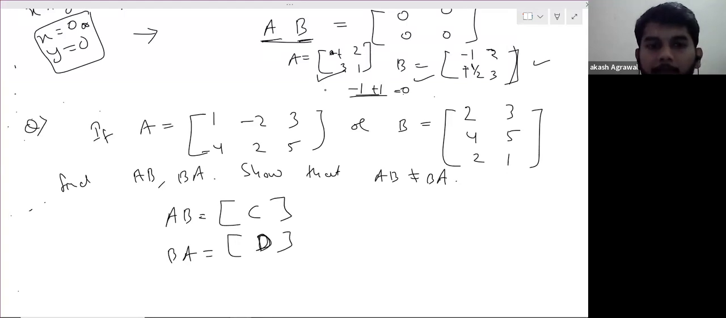What will be the order of AB matrix, resulting matrix? And is BA possible? Yes, sir. What the order would be? 3 by 3. Very good. Solve it.